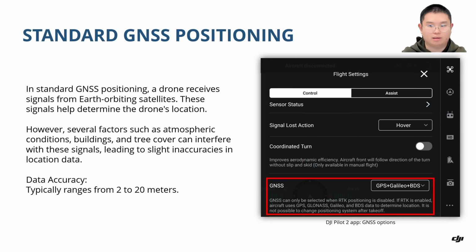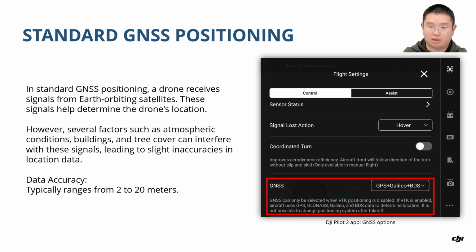Now let's talk about the standard GNSS positioning. In this method, a drone receives signals from satellites that are orbiting the Earth, and these signals are crucial as they help determine the location of the drone as well as the data collected from the drone. However, it is important to note that there are several factors that can interfere with these signals during the drone operation. These could be atmospheric conditions, buildings, or even tree cover. Such interferences can lead to slight inaccuracies in the location data and cause the drone data to be inaccurate.